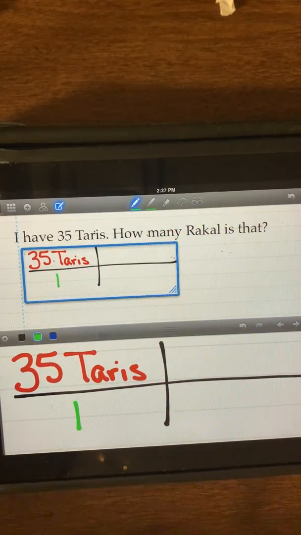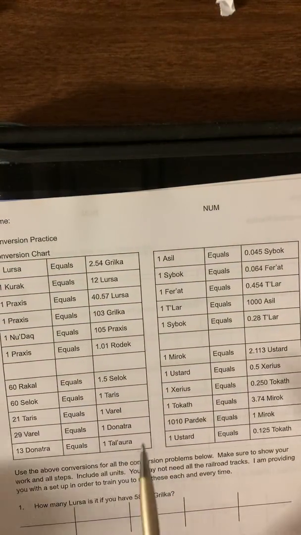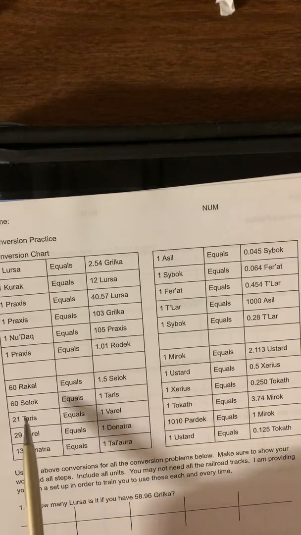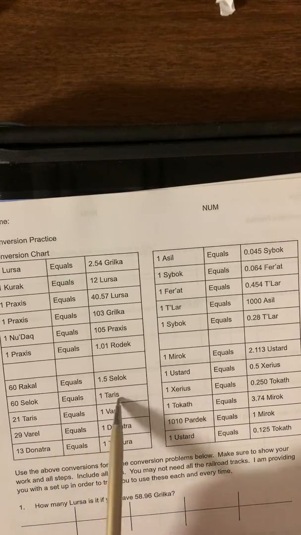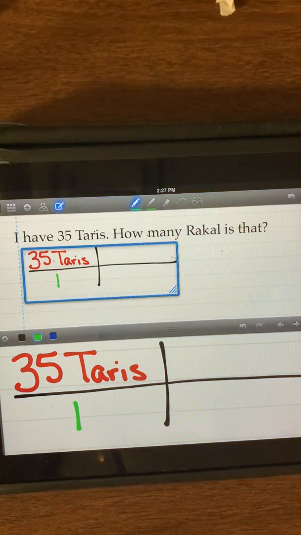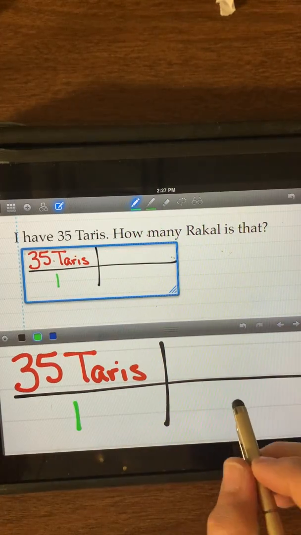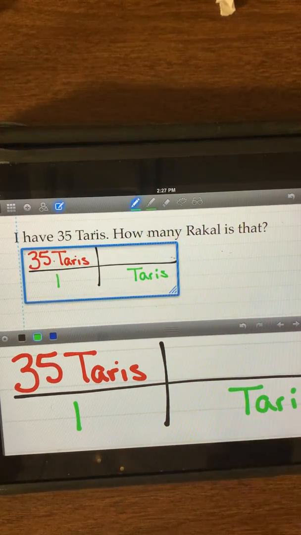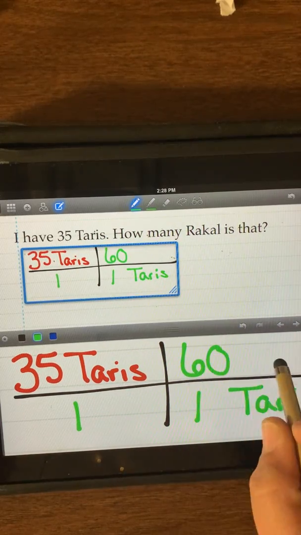So if I look at my worksheet here, and I go and find Taurus, I find out that I can go from Taurus to Salak, and Salak to Rakal. So those are units I'm going to be using as I do that. That's where the number is going to come from. And so when I read my chart, I have Taurus up here on top. I'm going to put Taurus on bottom. That's the only way I can cancel them out. And when I look at my chart, that's 1 Taurus for every 60 Salak.